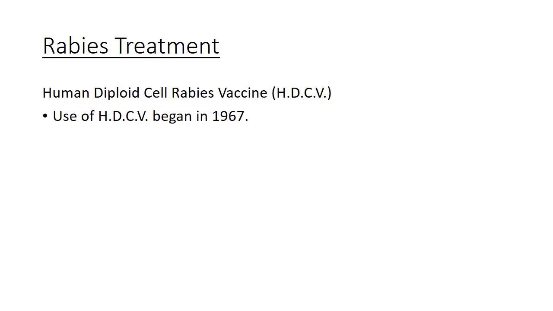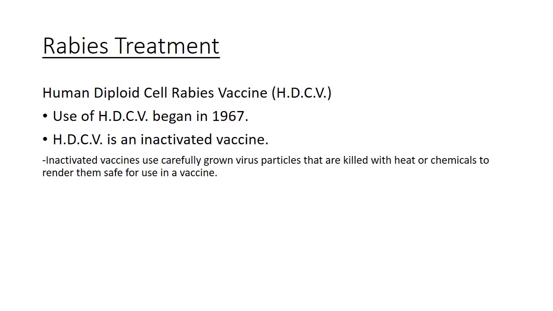Human diploid cell rabies vaccine, HDCV. Use of HDCV began in 1967. HDCV is an inactivated vaccine. Inactivated vaccines use carefully grown virus particles that are killed with heat or chemicals to render them safe for use in a vaccine.